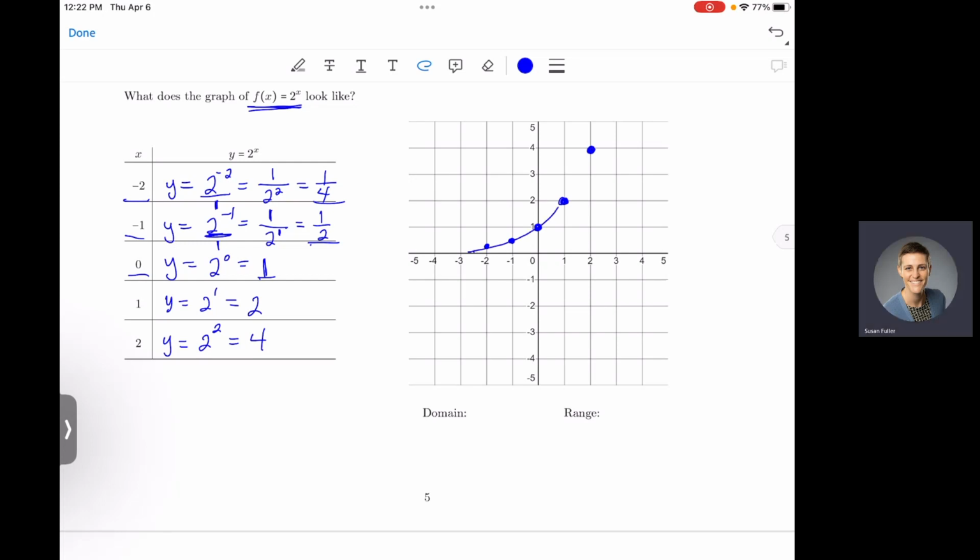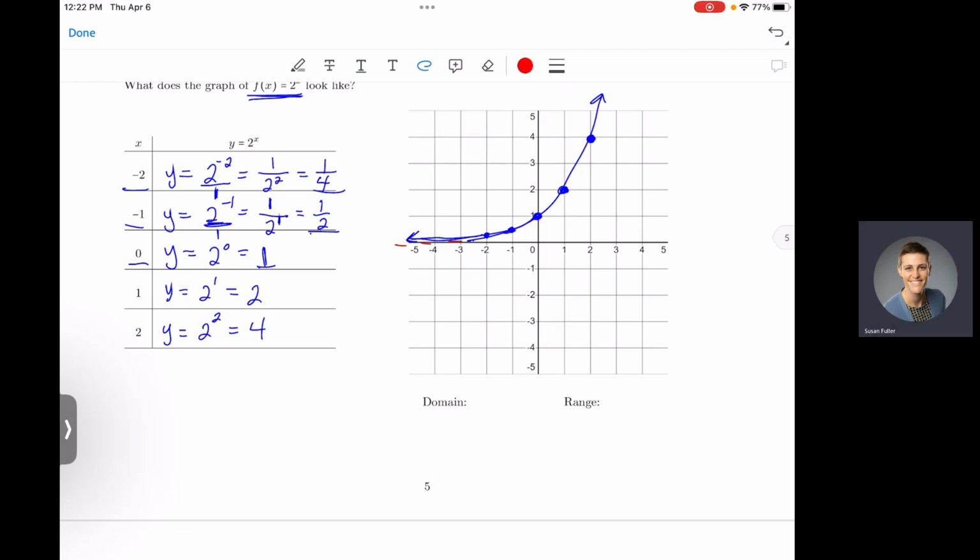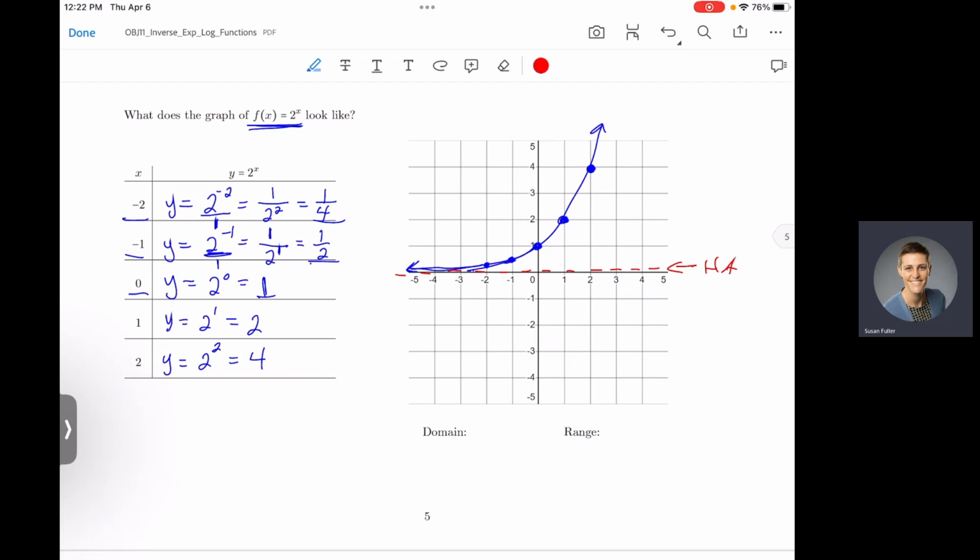We're going to connect these with a nice smooth line, and these are actually going to continue on forever. And notice when we connect these, this is going to approach the x-axis over here, and there is an understood asymptote right here at y equals 0. This has a horizontal asymptote here. All right, so this is what y equals 2 to the x looks like.